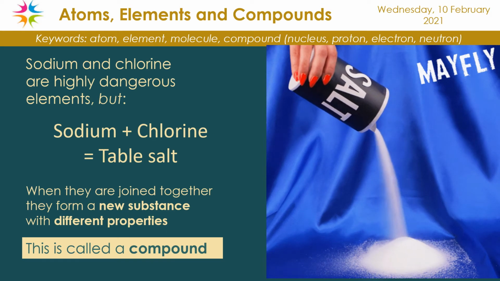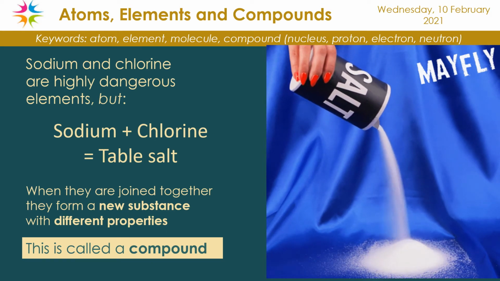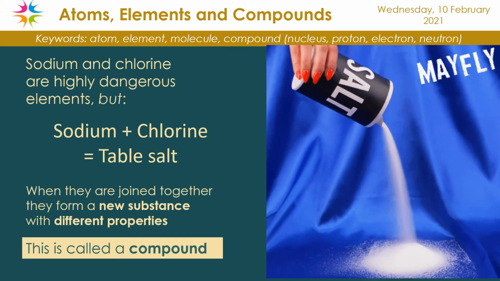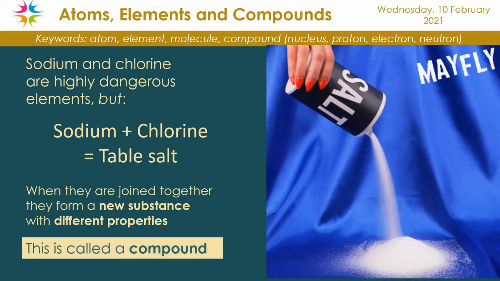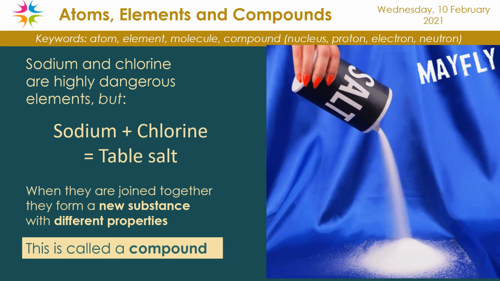So if we add those two really dangerous elements, sodium and chlorine, together, we get table salt. When they're joined together, they form a completely new substance with different properties, and this is called a compound.